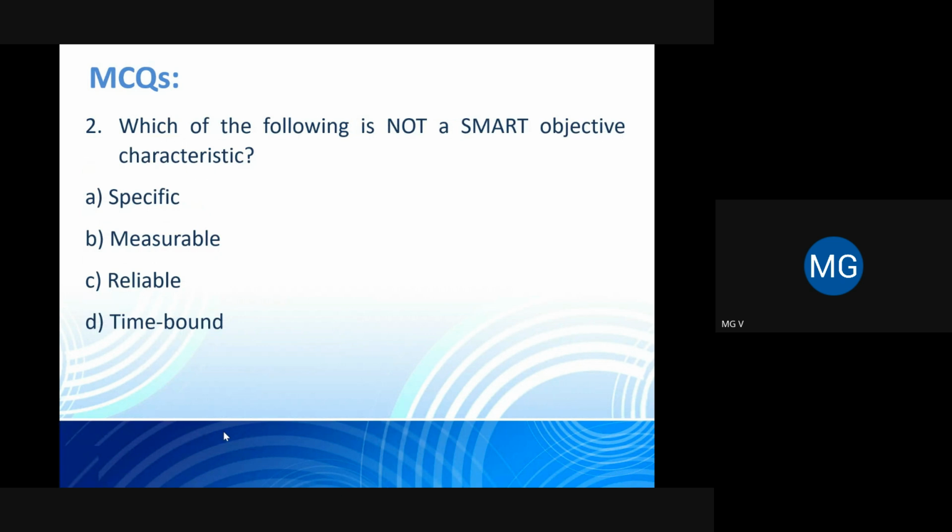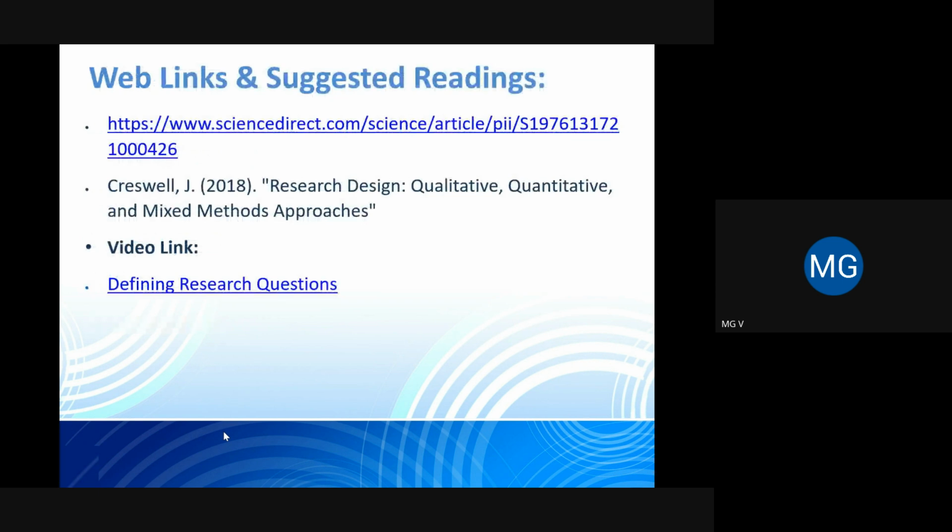Which of the following is not a SMART objective characteristic? Specific, measurable, reliable, time-bound. It is C, reliable. R is for relevant. Right. So here are certain web links, and there is one paper also. I have given the link for sciencedirect.com for model building. You can explore it further if you want more details of the concept.